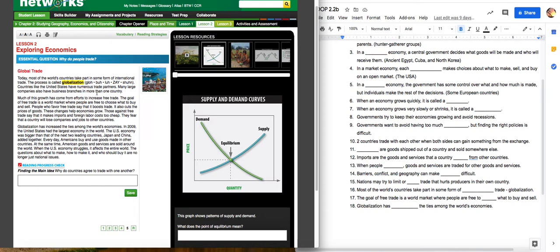Much of this growth has come from efforts to increase what we call free trade. The goal of free trade is a world market where people are free to choose what to buy and sell. People who favor free trade say it boosts trade. It also cuts the prices of goods. These changes help economies grow. Those against free trade say that it makes imports and foreign labor costs too cheap. They fear that a country will lose companies and jobs to other countries.